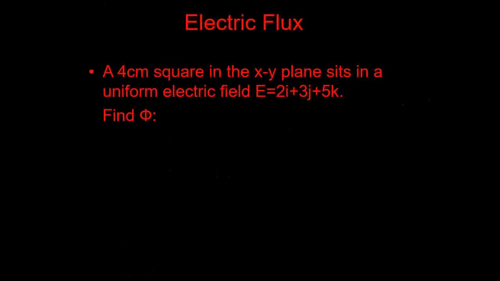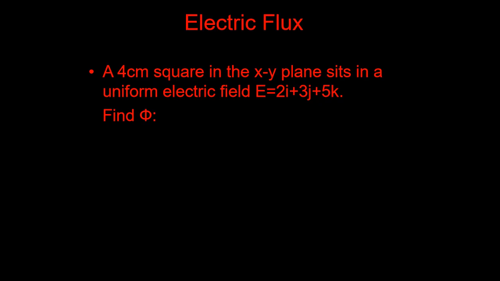So let's take a look at a problem. Here we have a 4 centimeter square. So our area, we have a 4 centimeter square here, so we can calculate our area. It's sitting in the XY plane in a uniform electric field. The electric field is given by this vector. E is equal to 2I plus 3J plus 5K. We're asked to find phi.